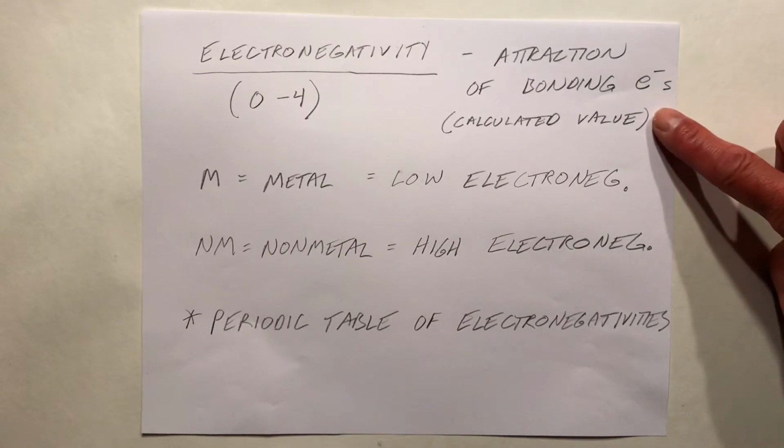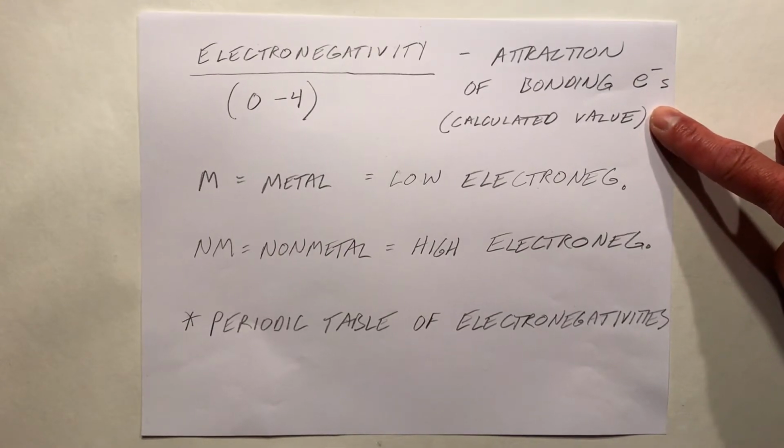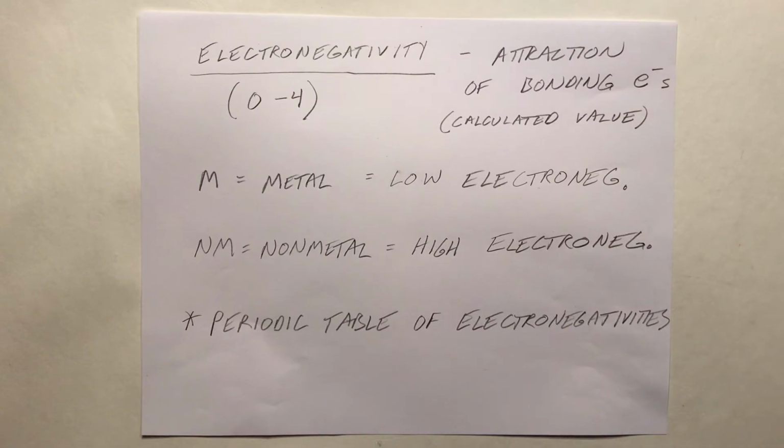Electronegativity is defined as the attraction that an atom has for bonding electrons. An atom with big electronegativity has big attraction for bonding electrons. An atom with small electronegativity has small attraction for bonding electrons.